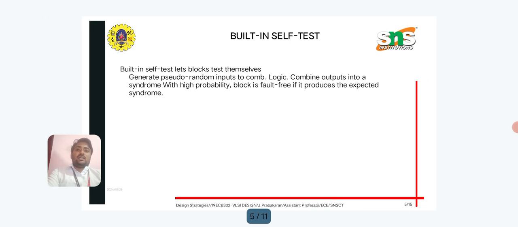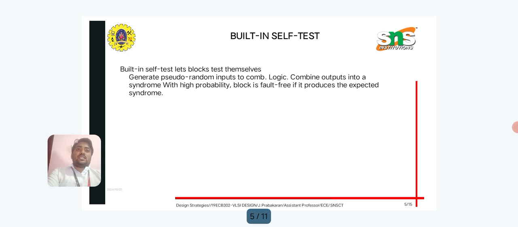And built-in self-test: embed test generation and response analysis circuits within the chip to allow self-testing without external equipment. In built-in self-test, we have three major components: TPG, ORA, and BIST controller.